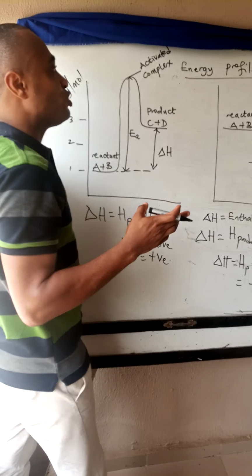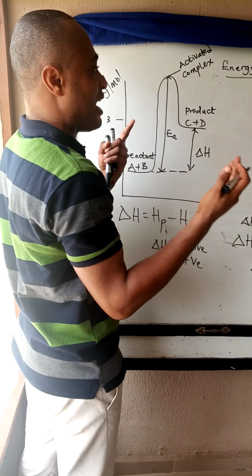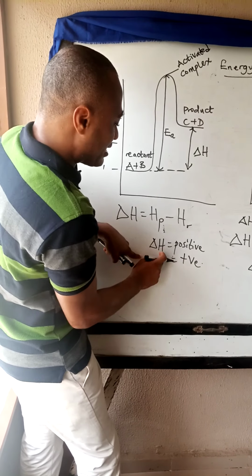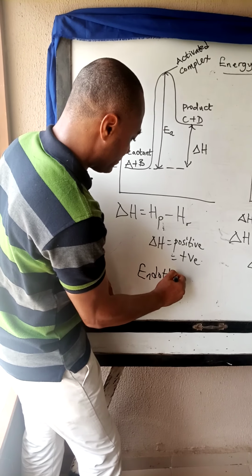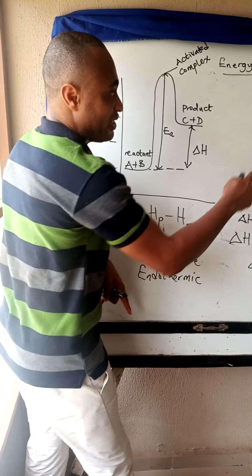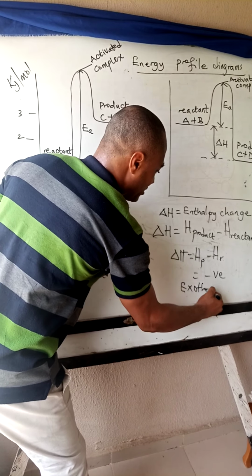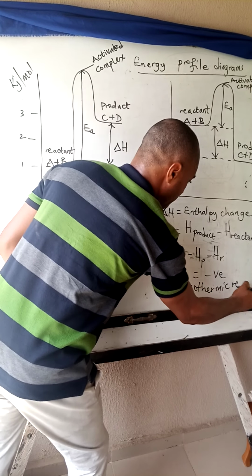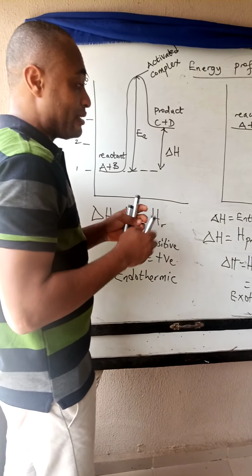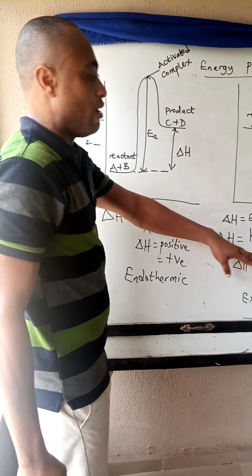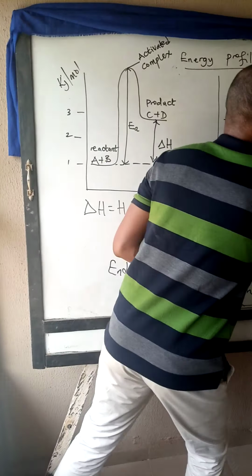So if you're asked to draw the energy profile diagram for each of endothermic and exothermic, this one with a delta H value that is positive is the endothermic reaction. While this one with a delta H value that is negative is my exothermic reaction. Now remember, this is not the only formula you have for your enthalpy change. It can connect with so many things.